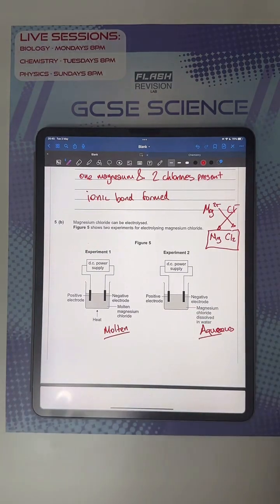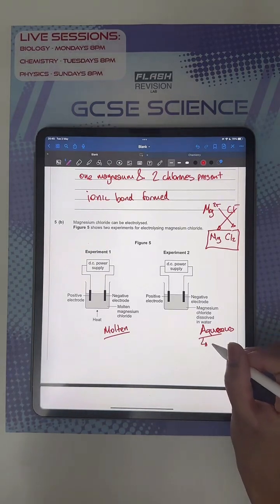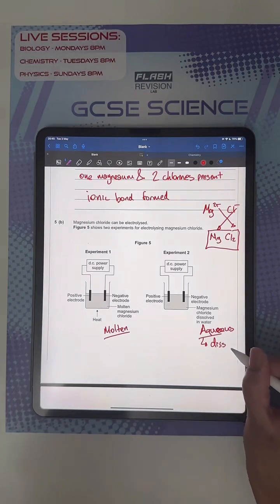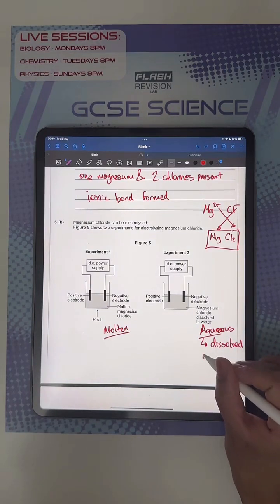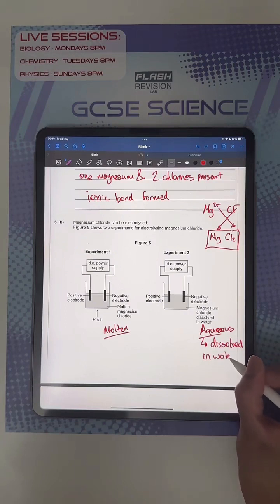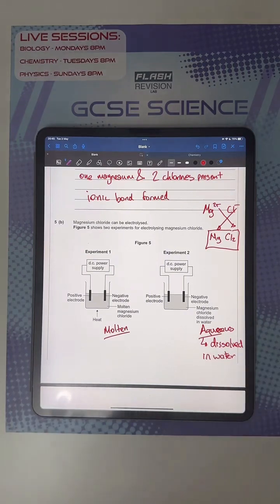That's the difference. So we need to think about the 2 different tables, the 2 different columns in the table that we had. What does aqueous mean? Aqueous means dissolved in water. If you get salt and you put it in water and it dissolves, you have a salt solution. It's aqueous, it's dissolved in water. All acids are also aqueous.